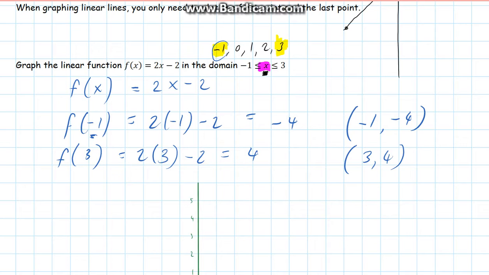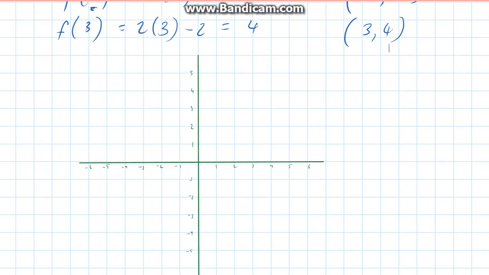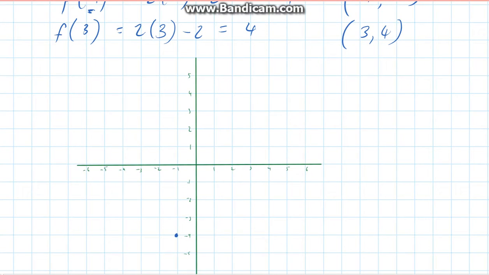Okay, now I have to plot these points. So minus 1 and minus 4: minus 1 on x, minus 4 on y. Do a little plot there, and then 3 and 4 there. Then get my line. That wasn't very successful. If you use your rulers, it should be an awful lot better. It should look something like this, and you've answered their question.